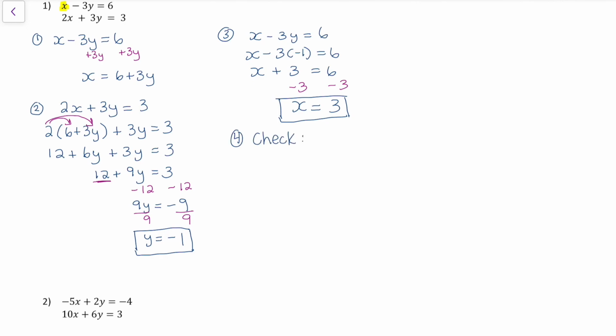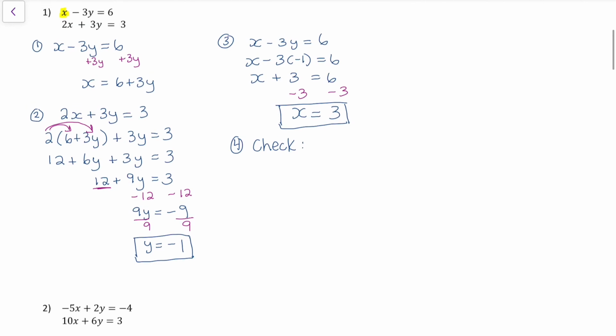And a lot of people skip this step, but it's super important to make sure you haven't made a calculation error somewhere along the way. Again, remember, our main goal when we're solving these systems of linear equations is to find an x and a y that works in both equations. So in order to check our answer, we're just going to check: does it work in both equations? And if it does, we know we did it right.